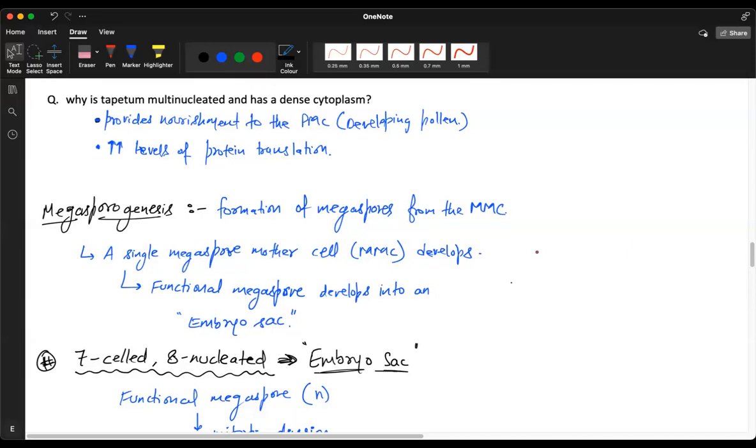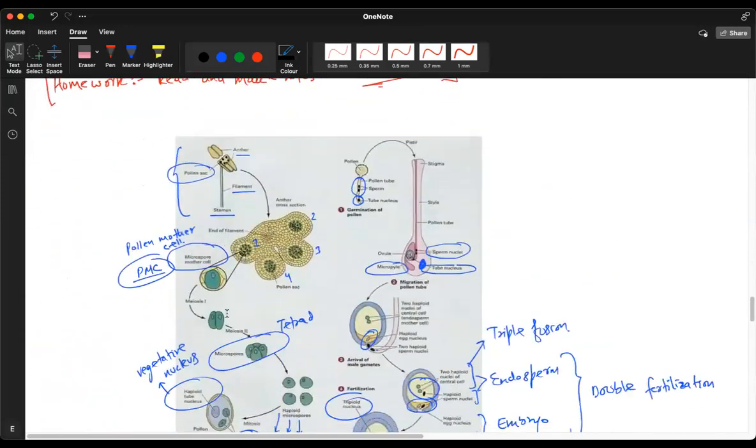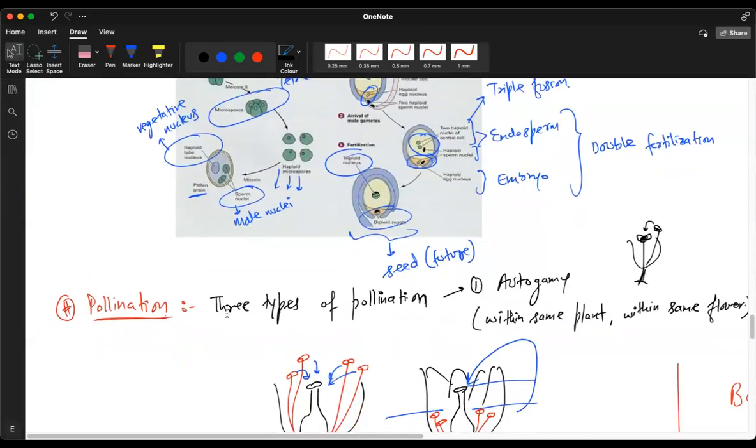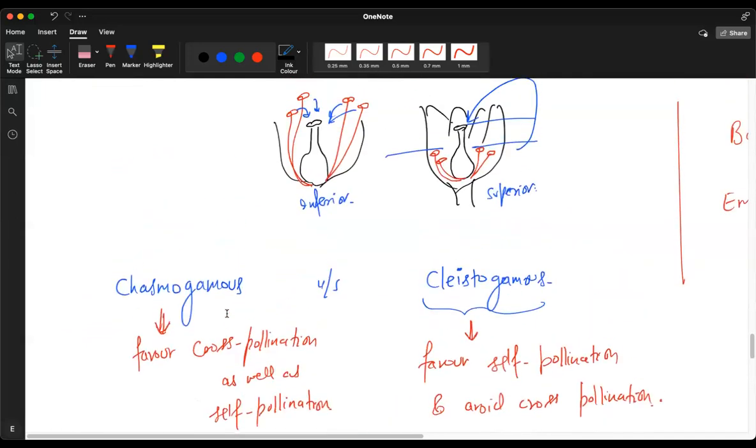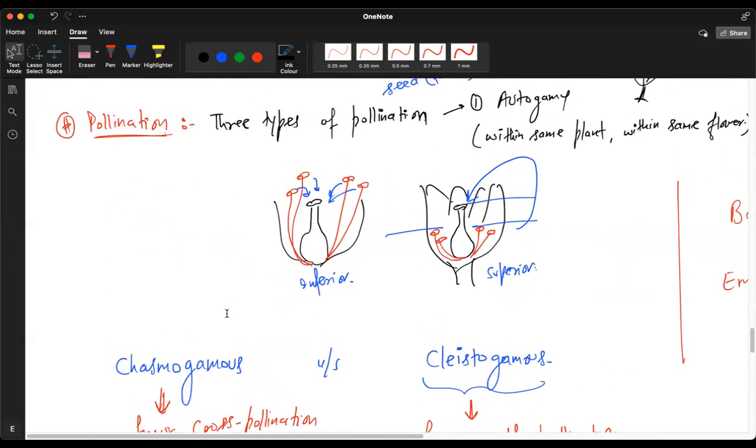Okay, perfect. Pollination is clear to both of you. Any doubts in pollination? No, sir. Okay. Pollinators is also done.